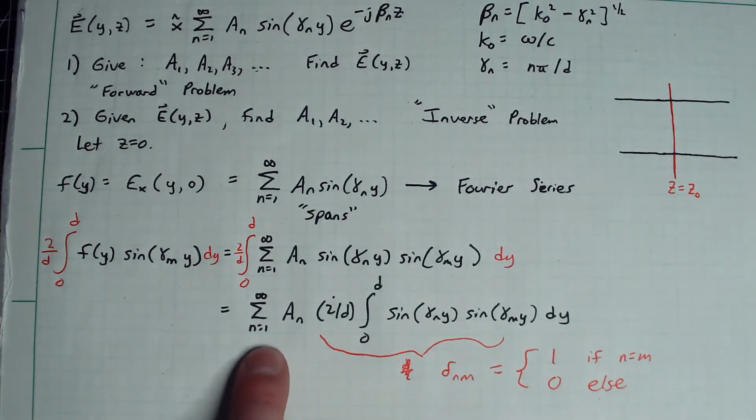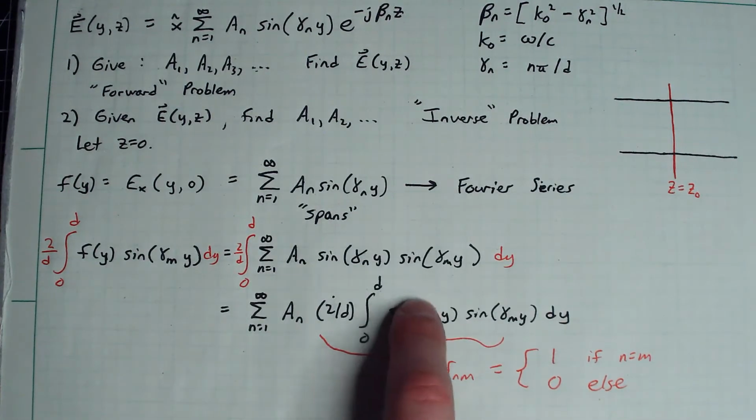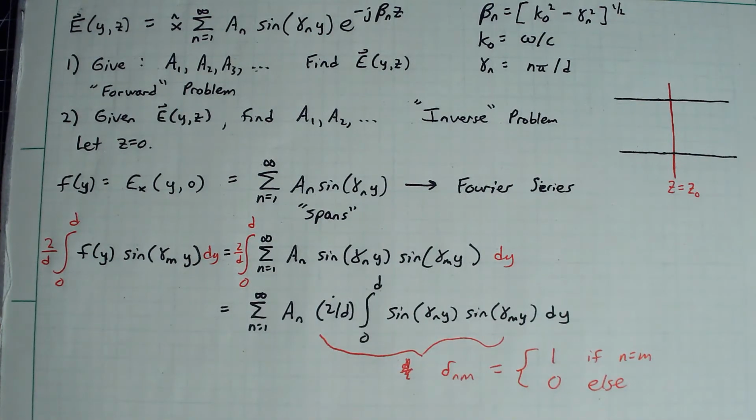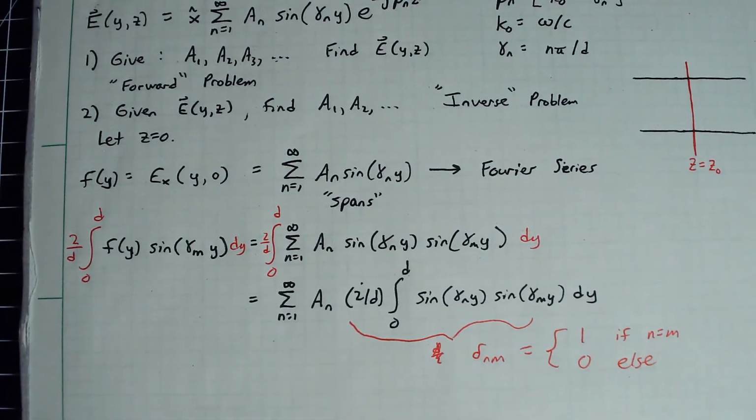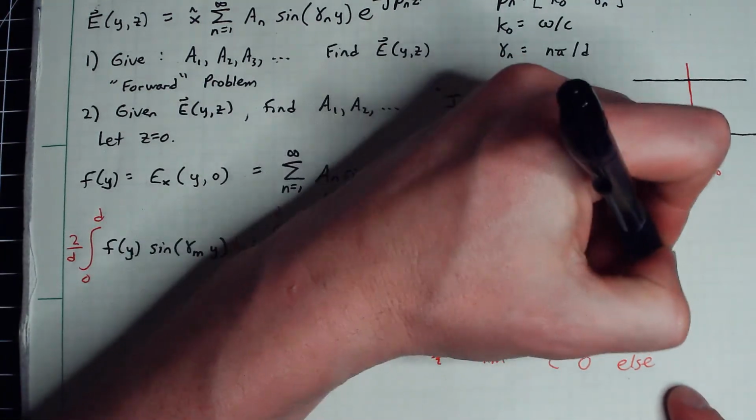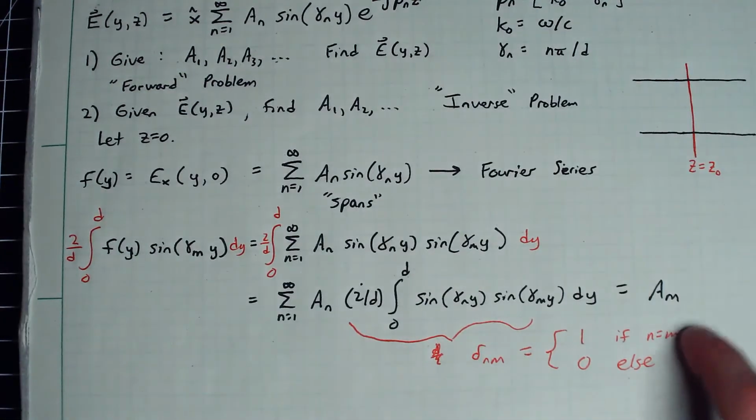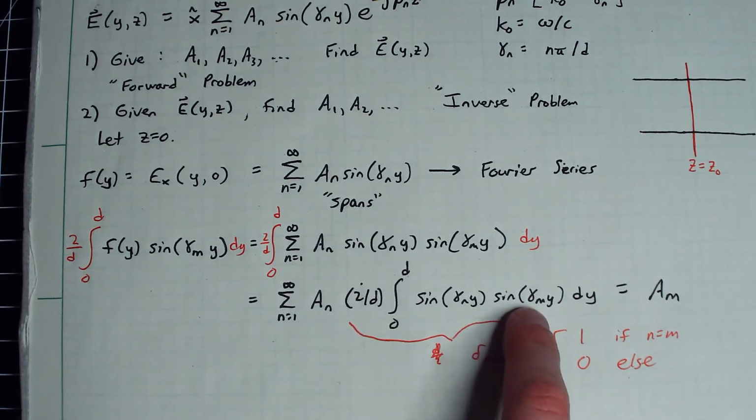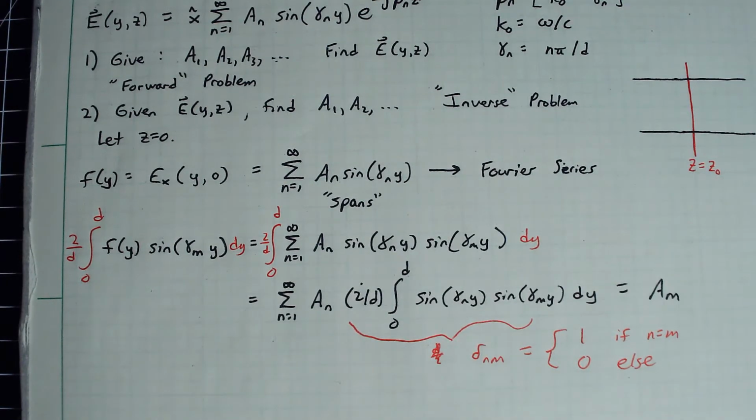So all of the terms in this summation are going to be 0 except for only one value, and that is when n equals m. Otherwise, they all disappear and annihilate each other in this little integral. So this whole thing evaluates to simply the mth coefficient. I have all these summation terms, and this little integral is singling out the mth one.